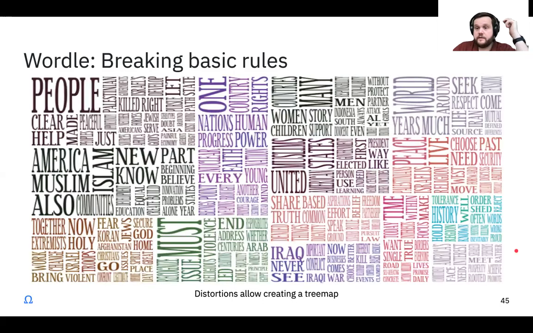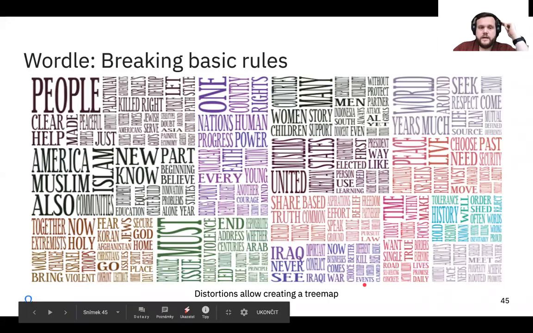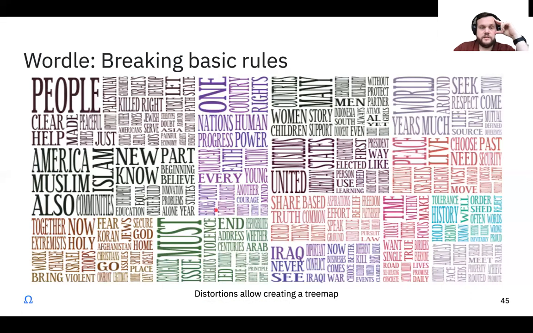A more analytic way to break these rules is that if you distort the font, you can possibly create a tree map. This visualization is actually a tree map. I'm not sure, I found this as an example, so I'm not exactly sure about the underlying corpus, but we have seen tree maps in the graph lecture last week. So this is a bit of an analytic way to break the rules.